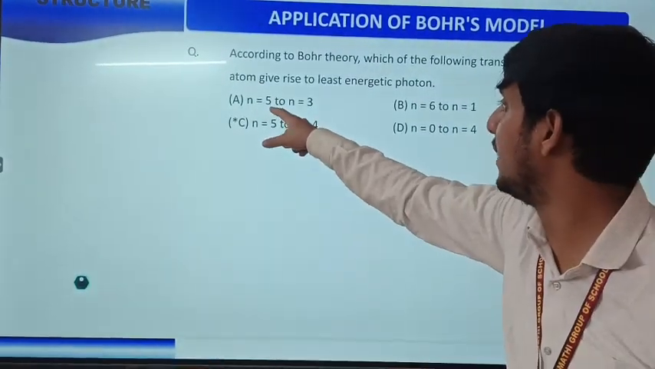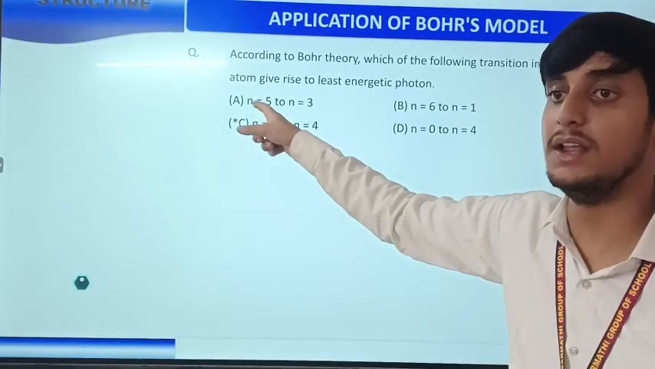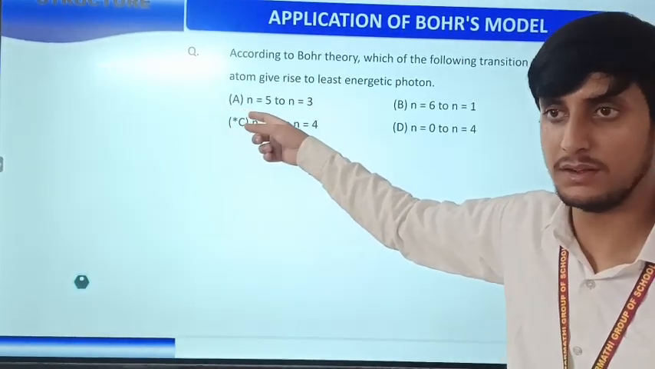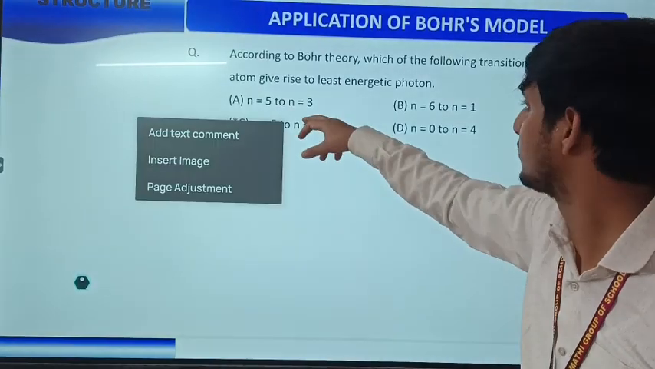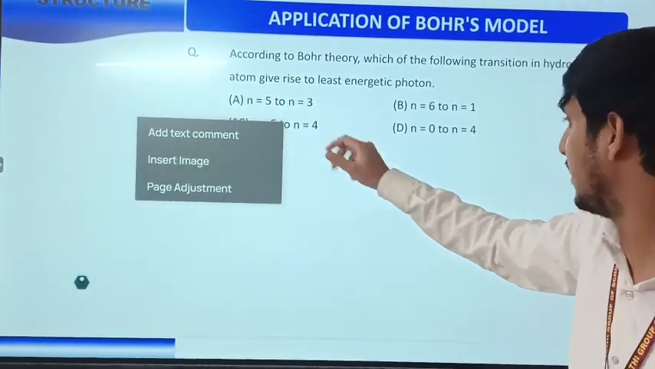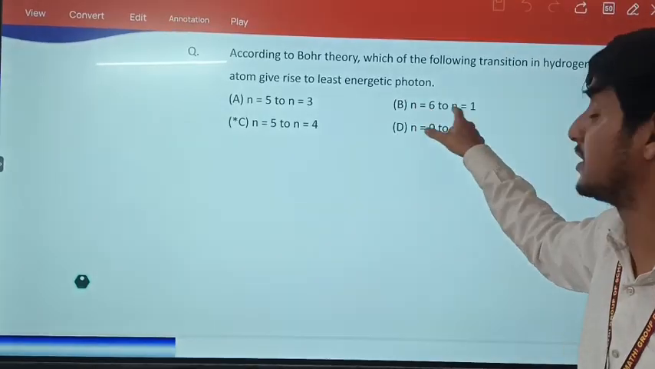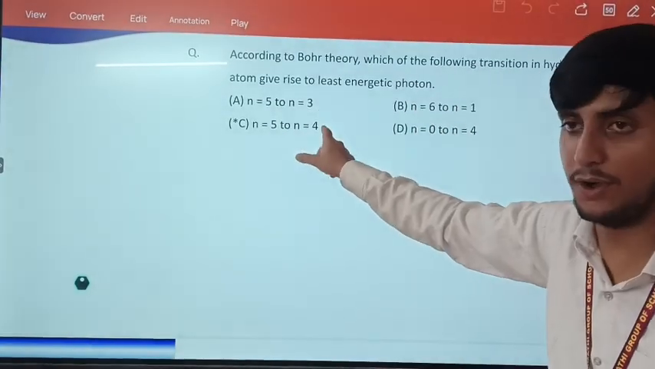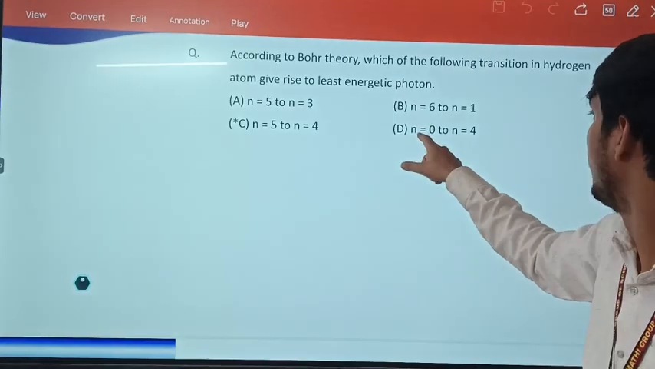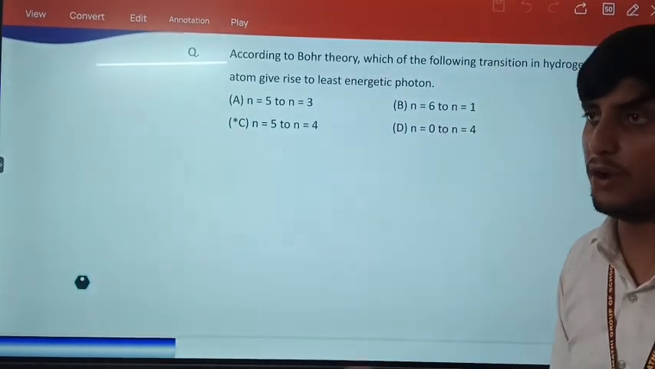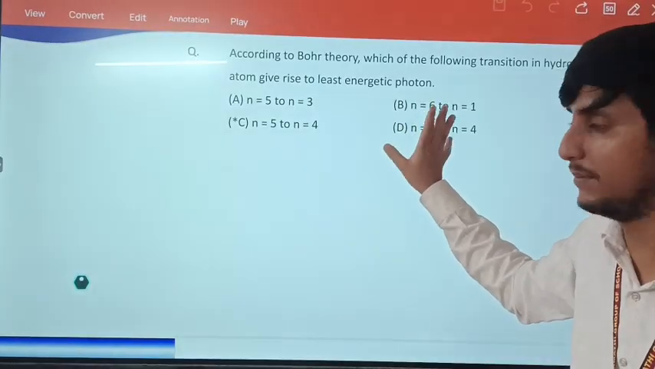First, n5 to n3, is energy released or required? 5 to 3, energy is released. Second, 6 to 1 releases, 5 to 4 releases, and infinity to 4 requires energy. We eliminate that option right now.